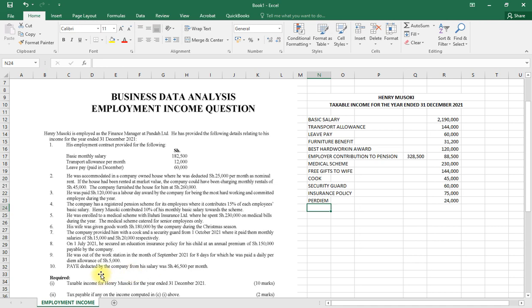And we are having the pay that was deducted. I hope you have covered everything in this particular case. So we shall have employment income. Our employment income.